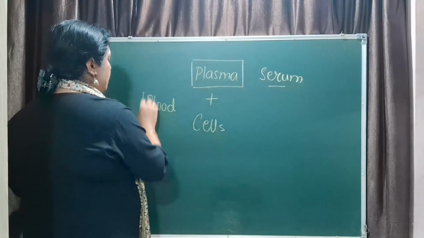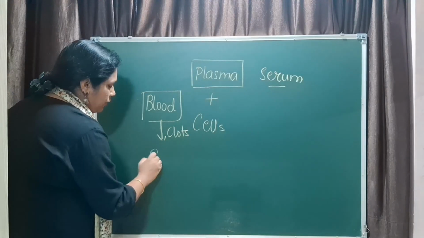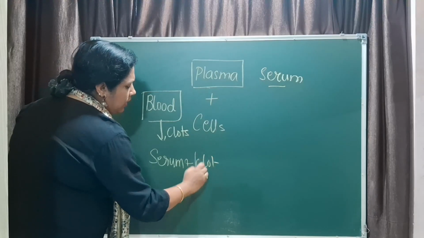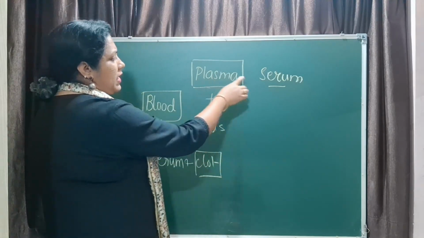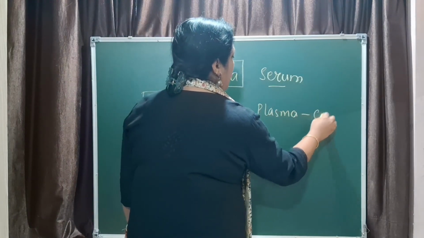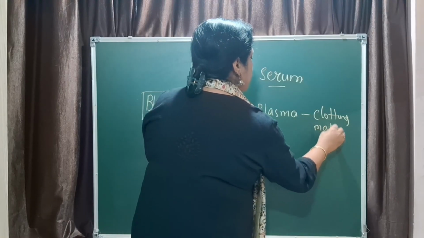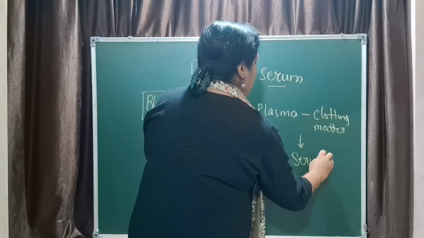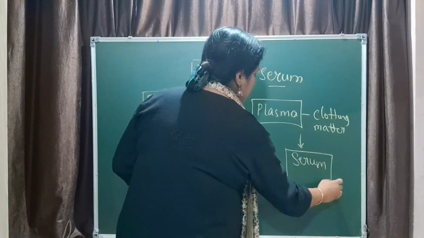Now after the blood clots, you have the formation of serum and the clot, and the clot contains all kinds of cells, right? So what is the difference between plasma and serum? Plasma minus clotting factors is called serum. Okay, so understand the difference between plasma and serum.